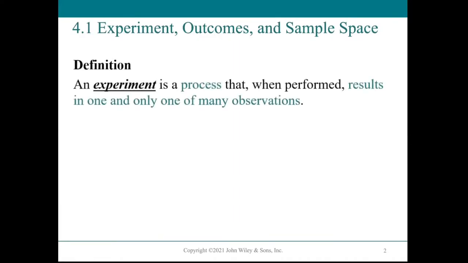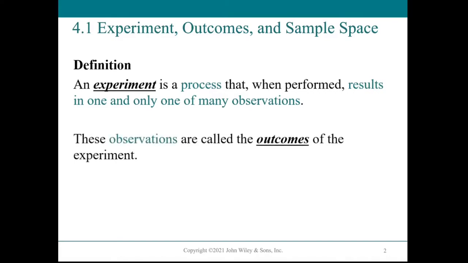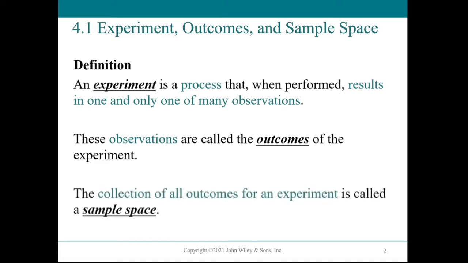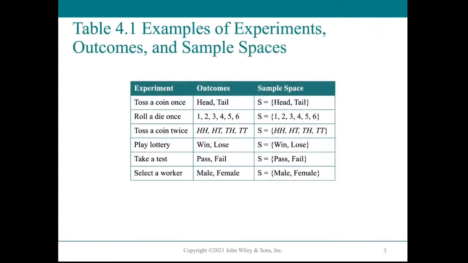By definition, an experiment is a process that, when performed, results in one and only one of many possible observations. The observations are the outcomes of the experiment. The collection of all outcomes for an experiment is called the sample space. Let's have an example here.